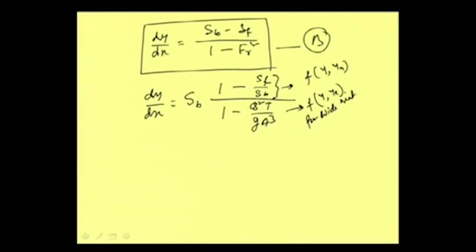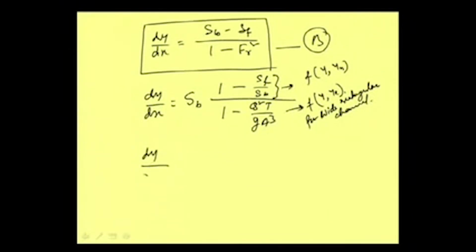So, for different channels we can simplify this particular equation into different forms, and from that we can derive a lot of important understanding, or we can see how the flow can be classified, and how the gradually varied flow can be computed and classified.